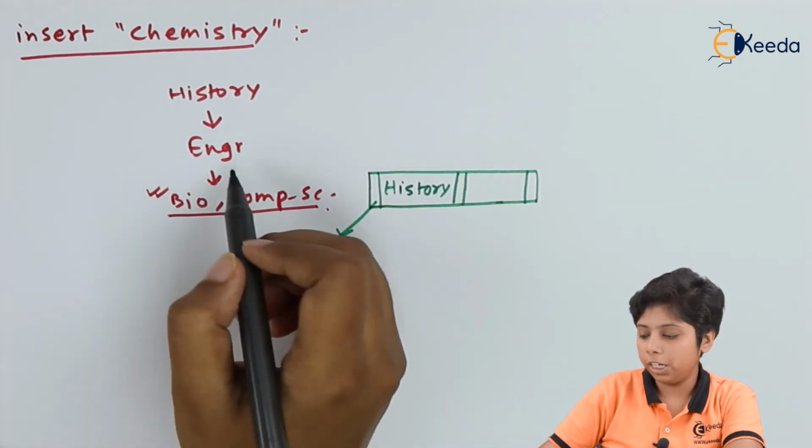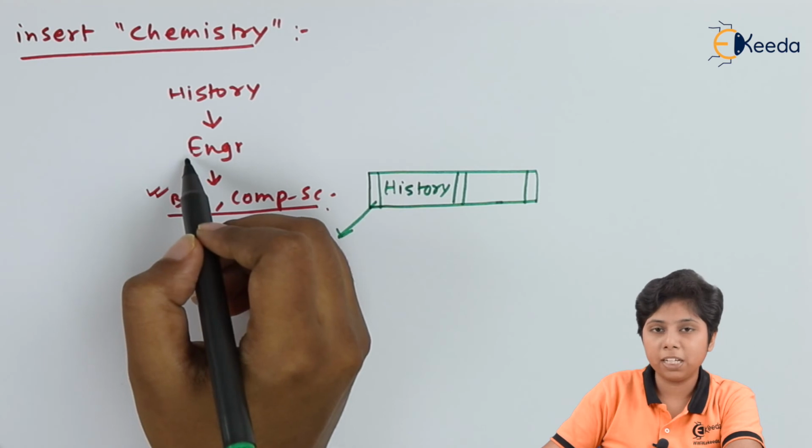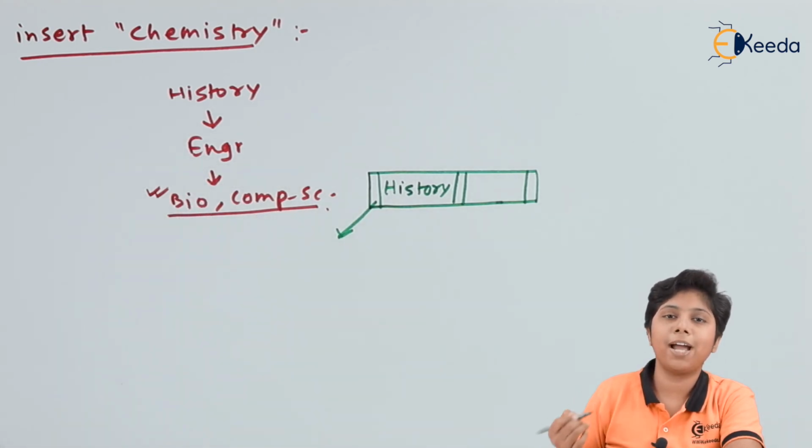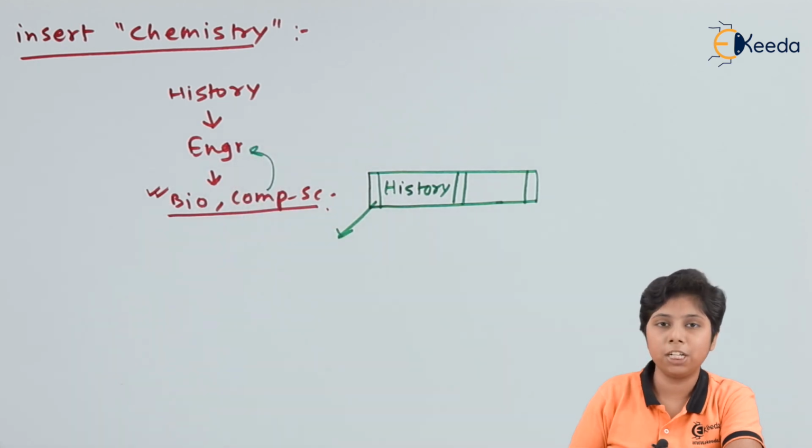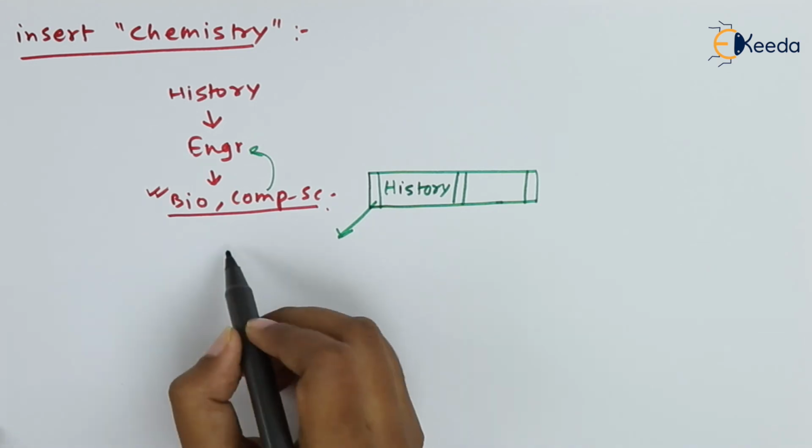Now with the engineering, the computer science will be a key, otherwise we cannot have the right sibling pointing to the computer science. So now it will be split up into biology, chemistry and computer science, so that the computer science can be coalesced with engineering, so that we can have an index to these values.